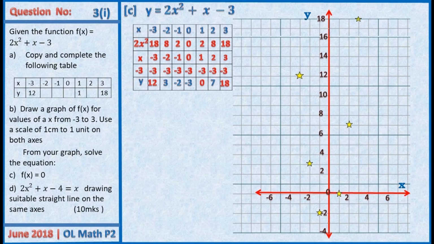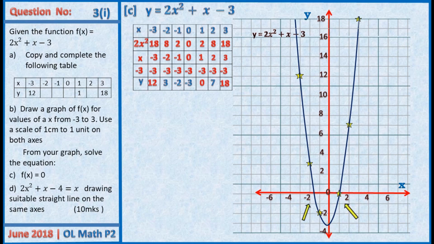We now use a smooth curve to link these points. Don't use the straight edge of a ruler. You can use a broomstick if it is possible, but don't use a straight edge. So when you link, that is the curve that we obtain. And this is the curve of the function y equals 2x squared plus x minus 3. C now says that we solve the equation f of x equals 0 from the graph.